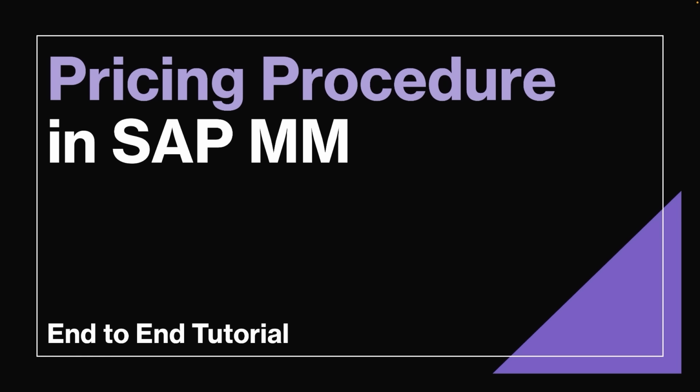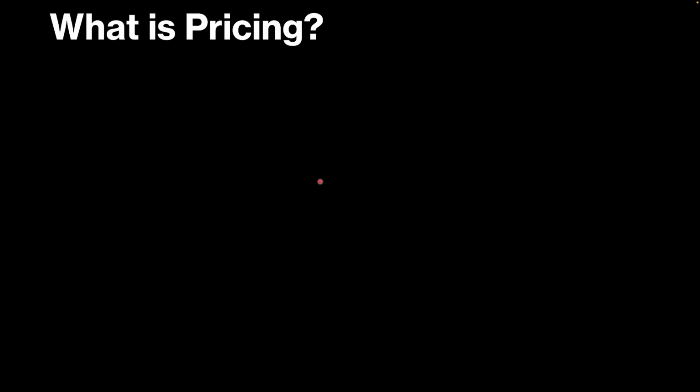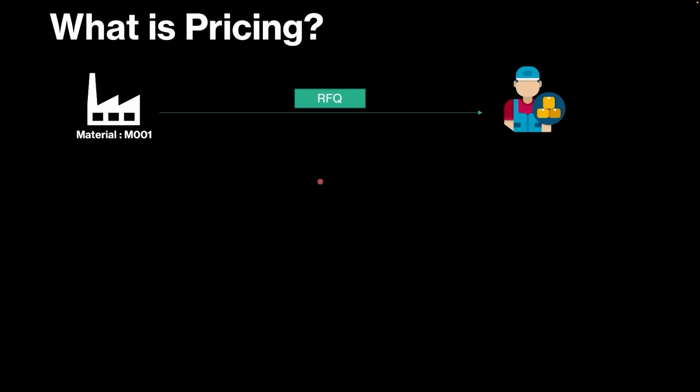So let's start with our today's topic, that is pricing procedure in SAP MM. So first of all, let's understand what is pricing. So to understand this, let's take an example. Let's say that your plant requires a material for which you raise a request for quotation on a vendor. Now against this request for quotation, vendor will submit its quotation, and in this quotation, vendor will basically mention its prices and terms and conditions.